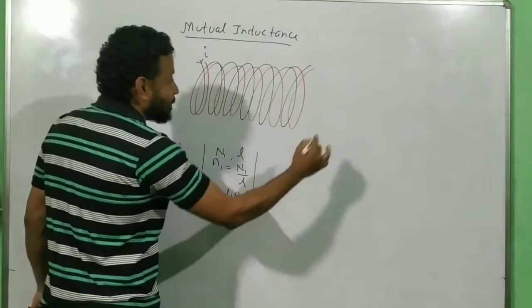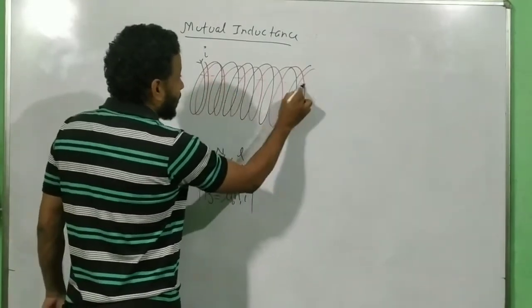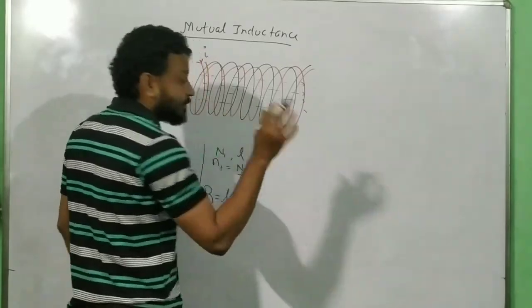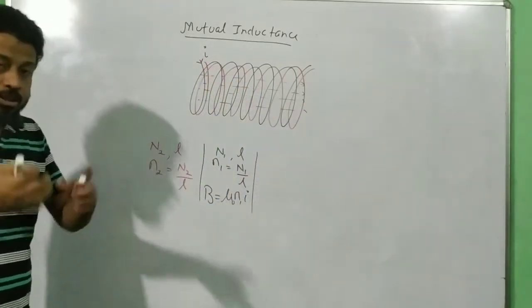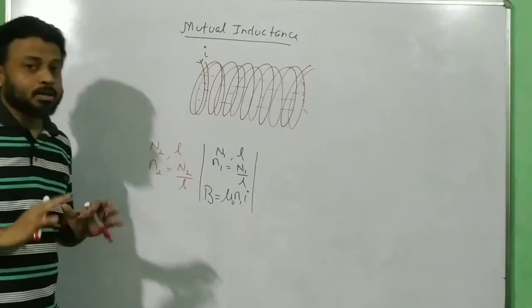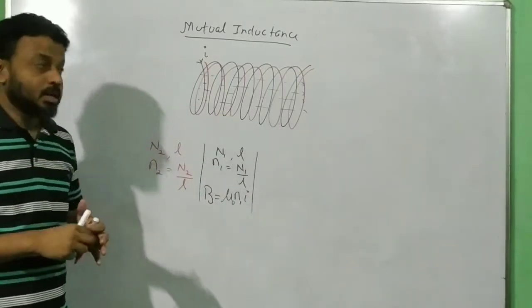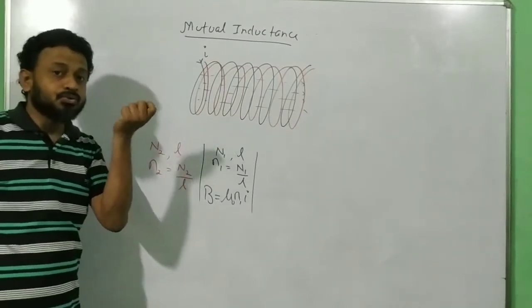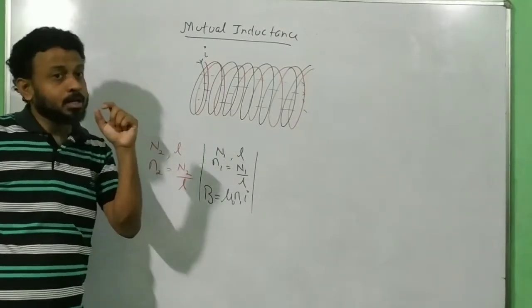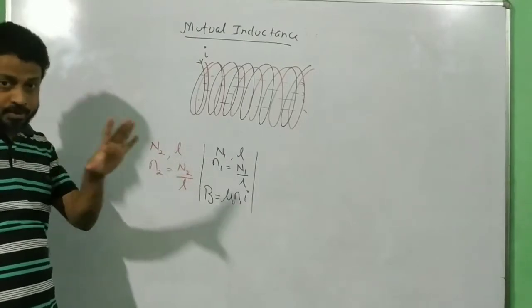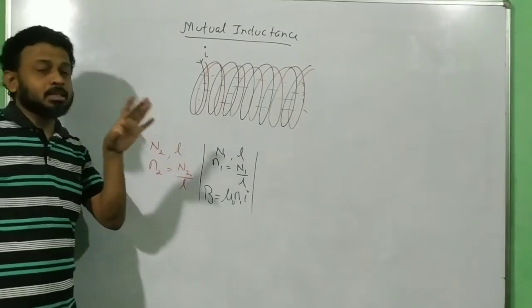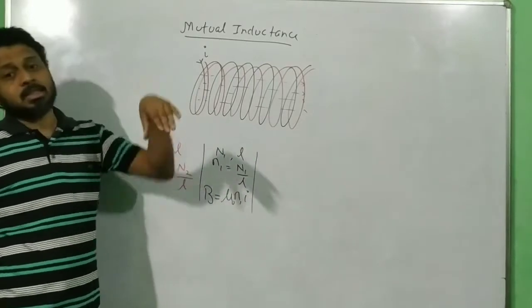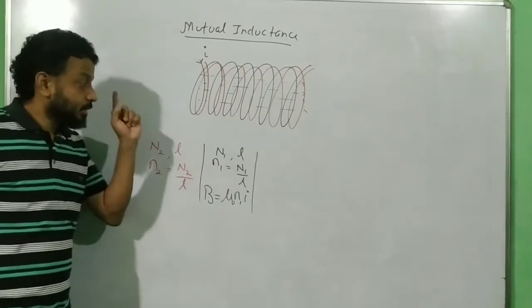When the field is developed, that field will pass even through the other coil. We are not going to find the flux through the black colored coil, that we have already done, that is self-inductance. What we are going to do now is allow the current I to flow in one coil. That coil will create a field, and that field passes through the other coil, so that will cause a flux in the other coil. That is our whole intention.